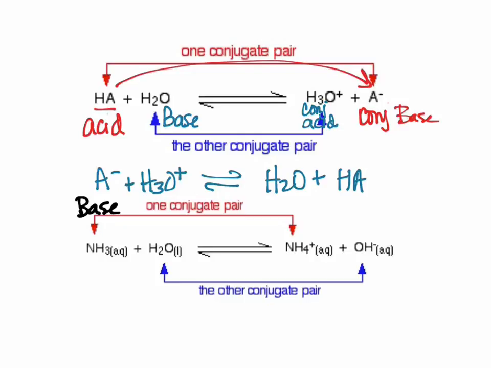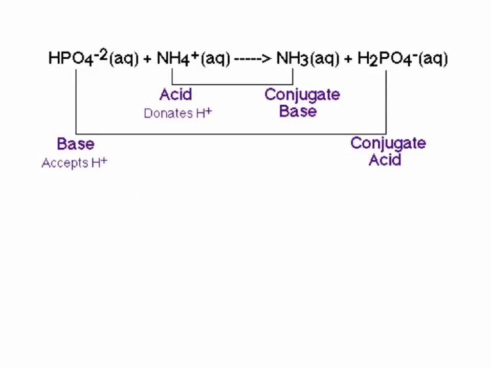So you have to be able to say, oh, HA goes to A minus. So HA has to be my acid while A minus is my conjugate base. So you have to be able to classify acid and conjugate base, and base and conjugate acid. They go together. Again, here's another picture showing you that. And now we're ready to classify.